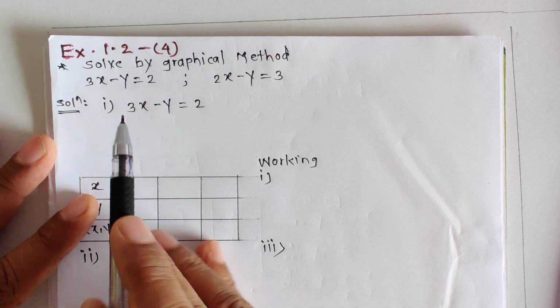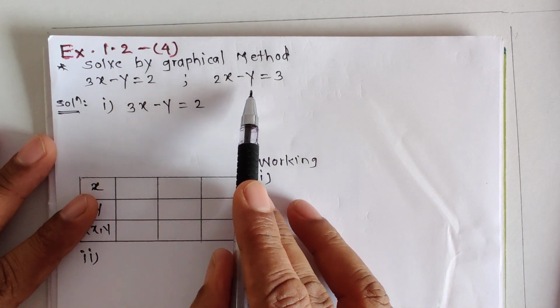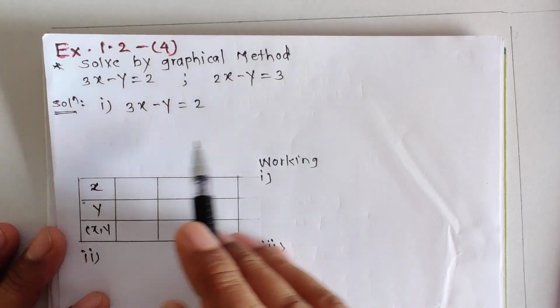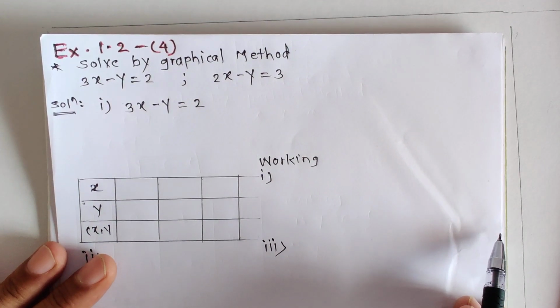3x minus y is equal to 2. This is the first equation. And 2x minus y is equal to 3. This is the second equation. Now same method is there. First obtain the formula for y.